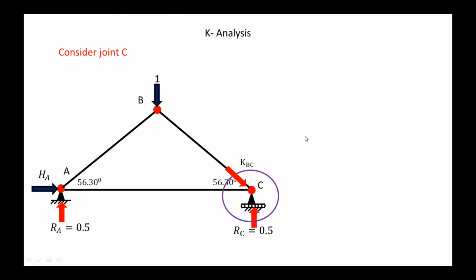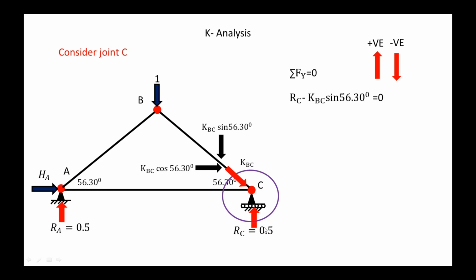Then apply the sigma fx or sigma fy condition. Here we are applying the sigma fy condition. Vertically upward is plus and vertically downward is minus. Resolving KBC, horizontally it is KBC cos 56.30 and vertically it is KBC sin 56.30. As per our sign convention, vertically upward is plus. RC is vertically upward, so plus, and KBC sin 56.30 is vertically downward, so minus. Putting RC as 0.5: 0.5 minus KBC sin 56.30 is equal to 0. So KBC is equal to 0.6.